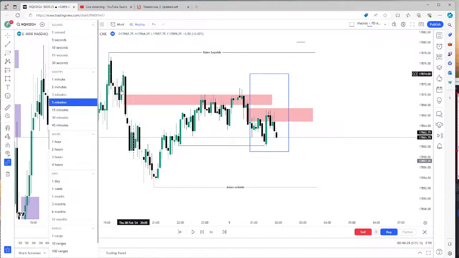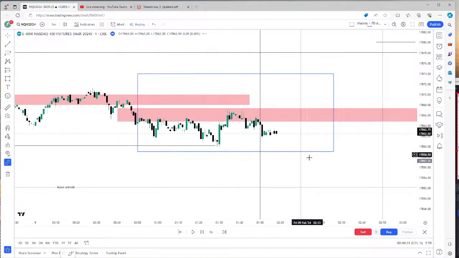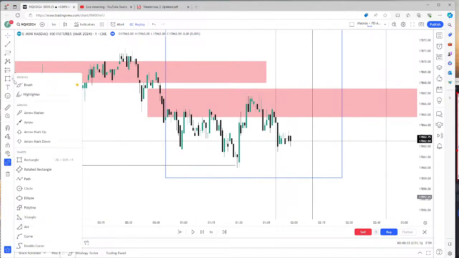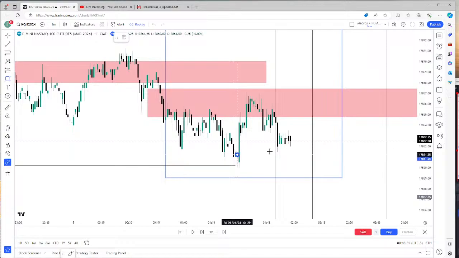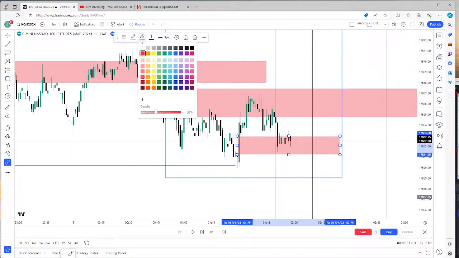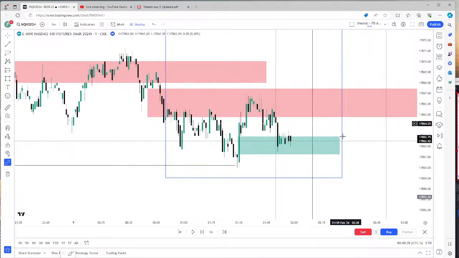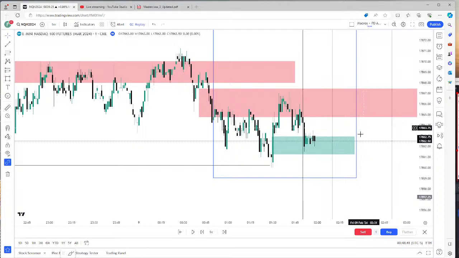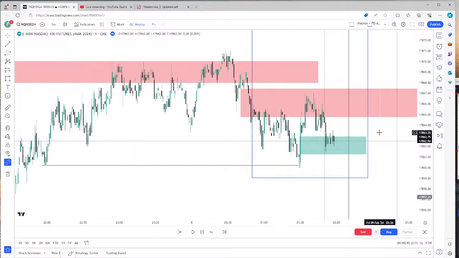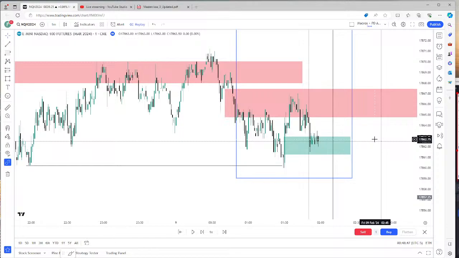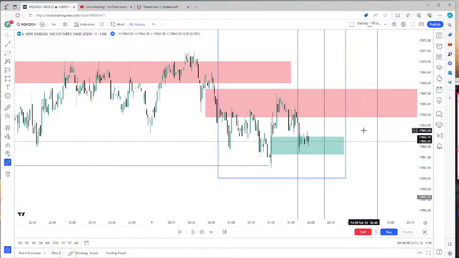So that's the 5-minute time frame. But on the 1-minute time frame, what I noticed was that we were respecting this bullish fair value gap. This is a situation where you've got bullish PD arrays being respected and bearish PD arrays being respected. My best advice, and I'm not a financial advisor, is that what I personally do is I just wait.